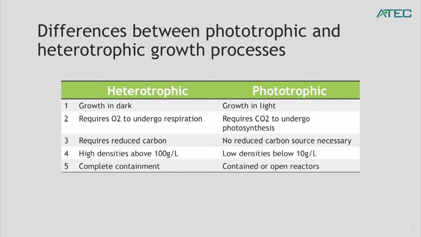One of the main advantages of doing heterotrophic growth is that you're able to achieve high densities, typically densities that go above 100 grams per liter. Whereas for phototrophic algae, typically you're in densities below 10 grams per liter. And for heterotrophic growth, because you're using a reduced organic carbon substrate, typically you're grown in complete containment. Whereas for phototrophic growth, you can be grown in containment or in open ponds, as we've seen in previous lectures.